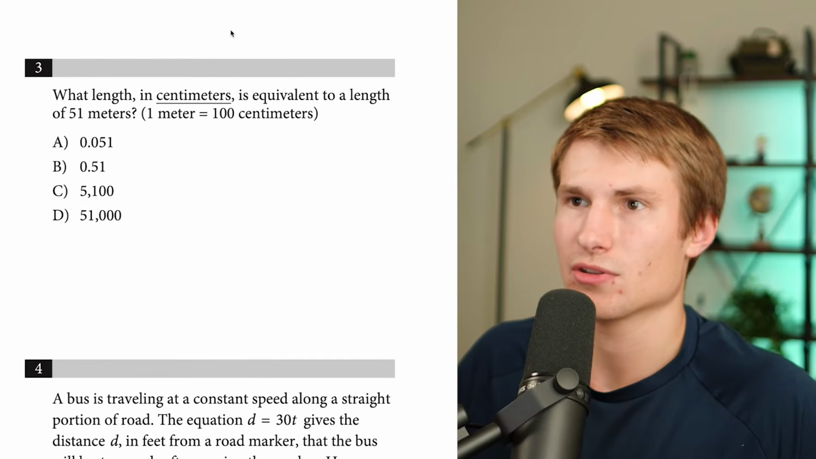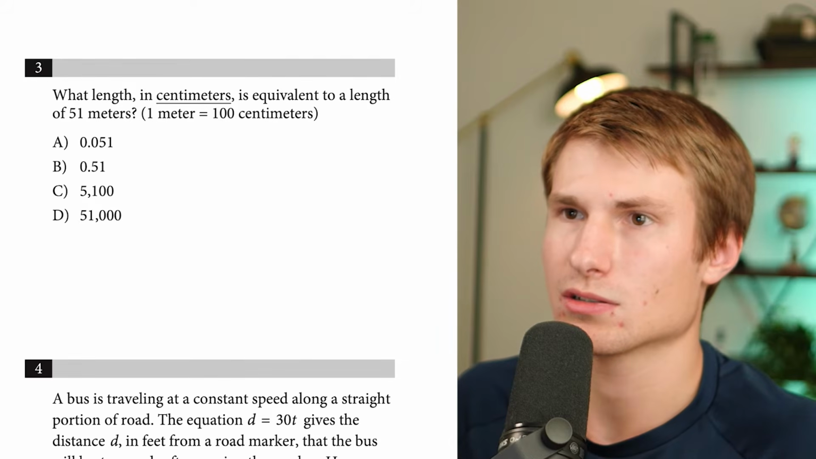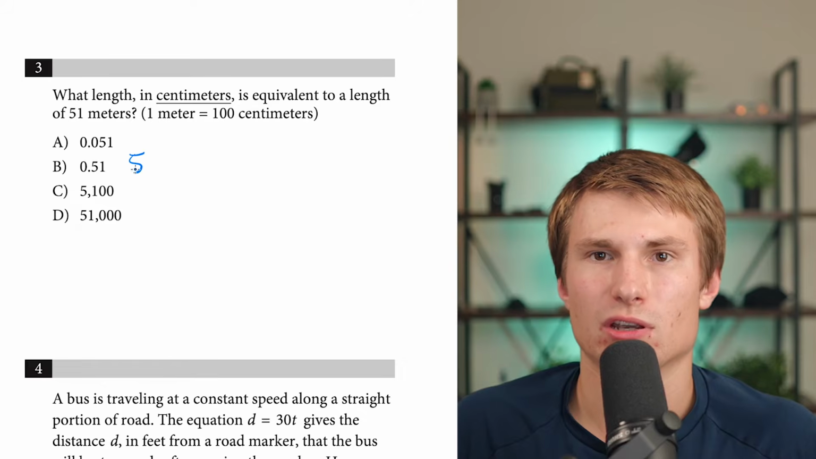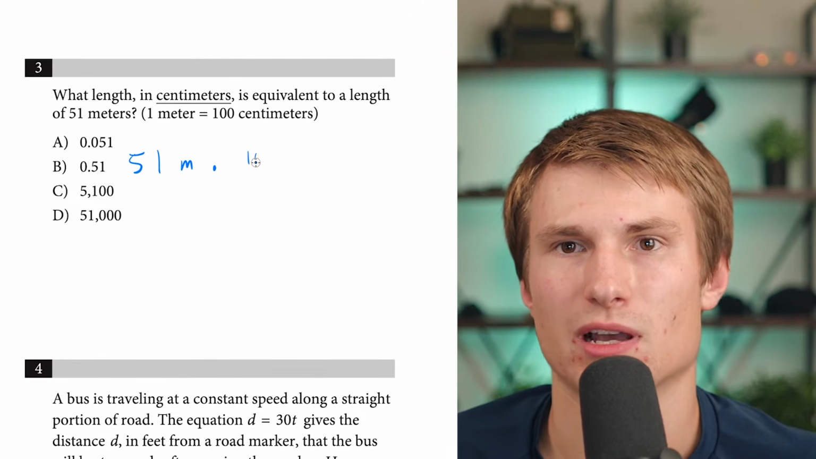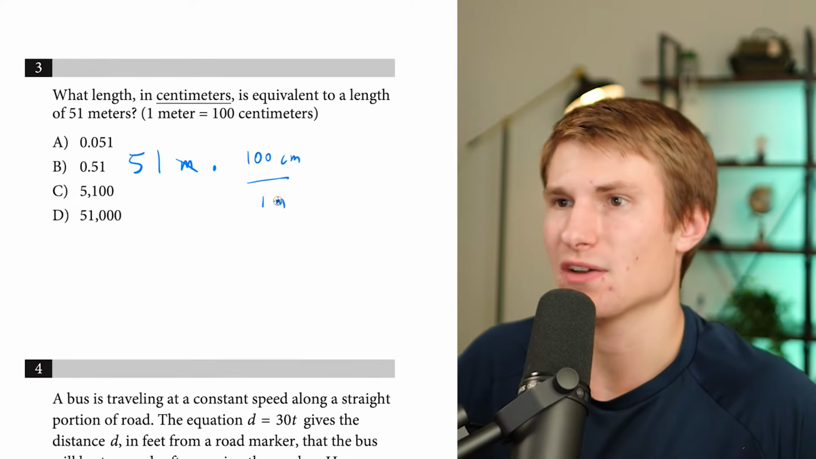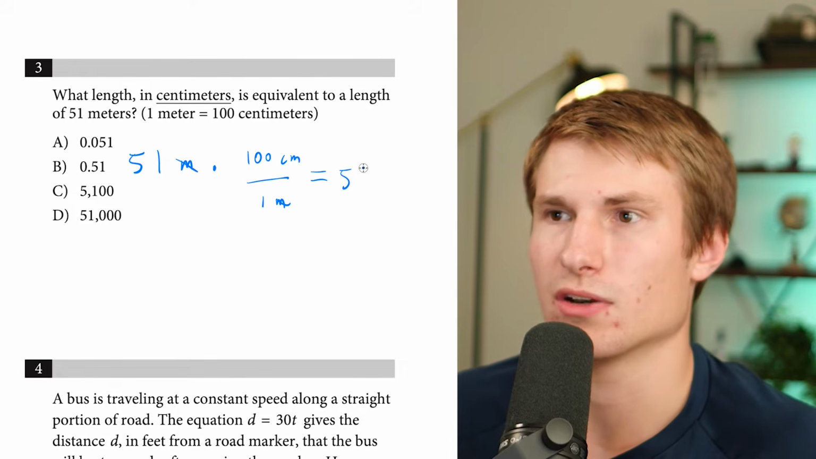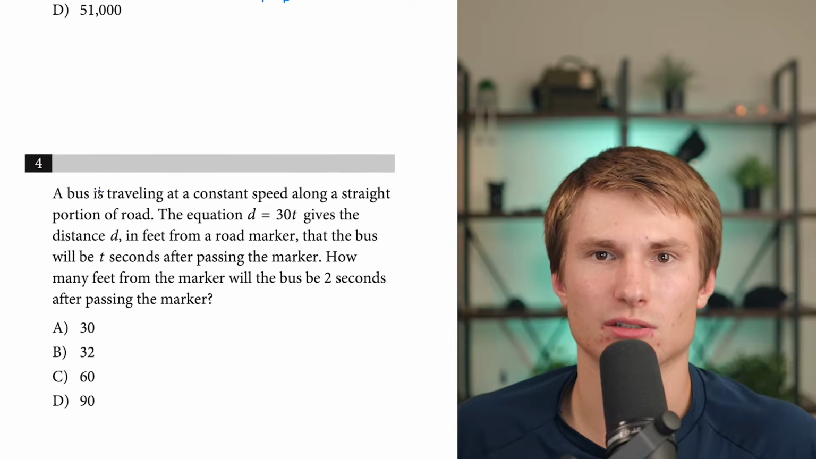Okay, question number 3, we've got what length in centimeters is equivalent to a length of 51 meters? Okay, well, we can go ahead and use unit conversion. So we have 51 meters. We need to convert it to centimeters. So we'll multiply by 100 centimeters per 1 meter. Our meters will cancel. We'll be left with centimeters. We can put that in our calculator. 51 times 100, that's going to give us 5,100. So our answer there will be C. We can go ahead and move on to question number 4 now.